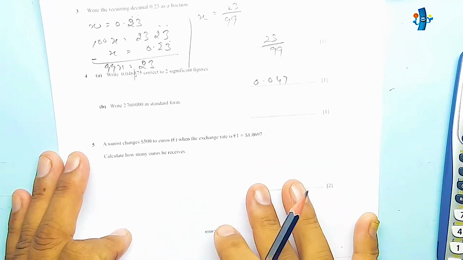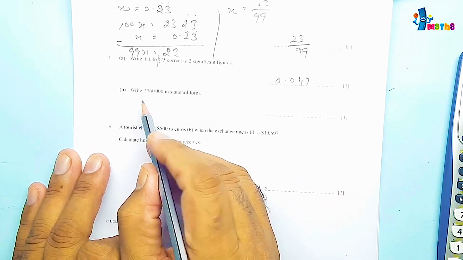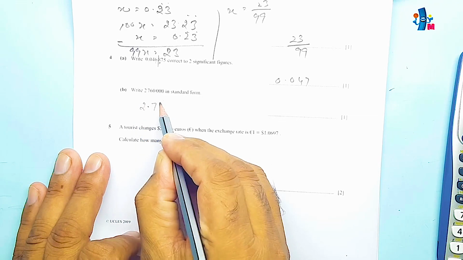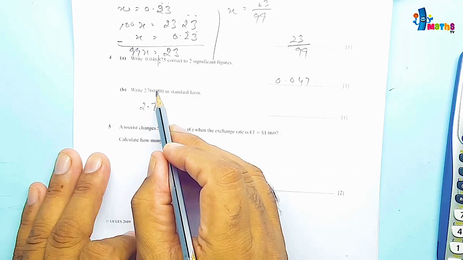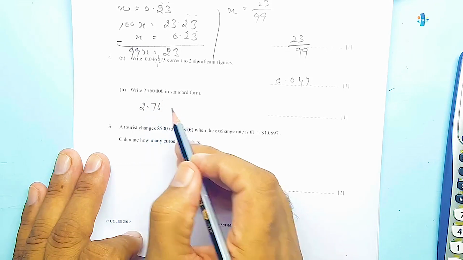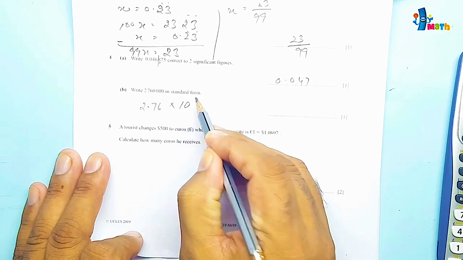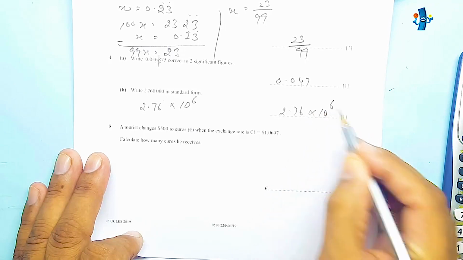Write this one in standard form. In standard form, the decimal goes after the first non-zero digit. So we need the decimal after 2, and how many places on the right side? 1, 2, 3, 4, 5, 6. So we write 10 raised to the power 6. So 2.76 times 10 raised to the power 6.